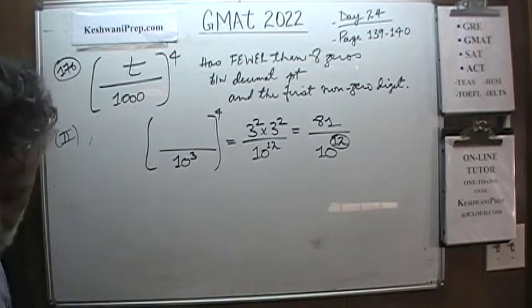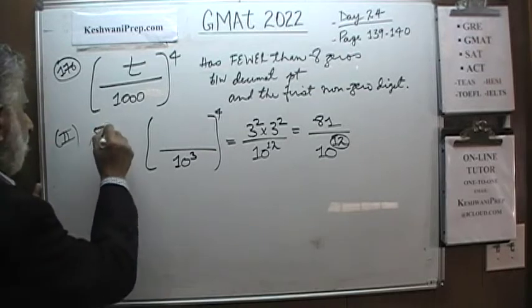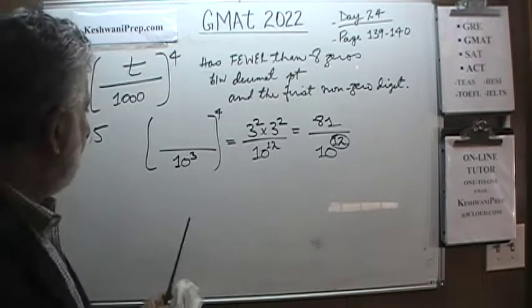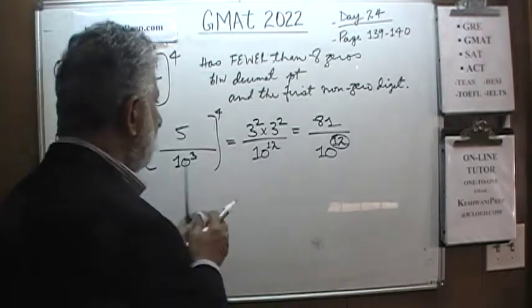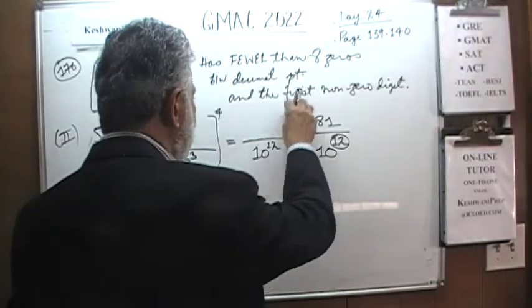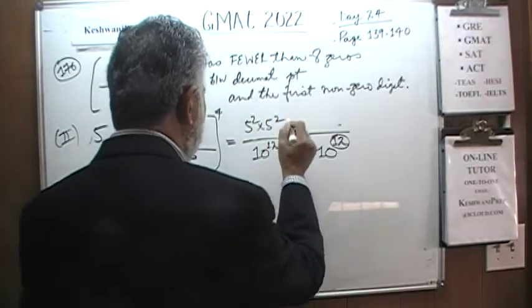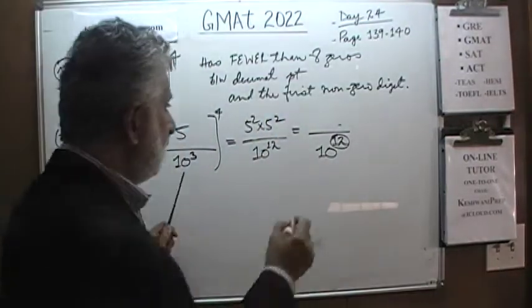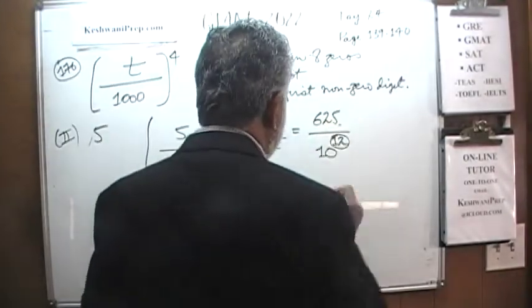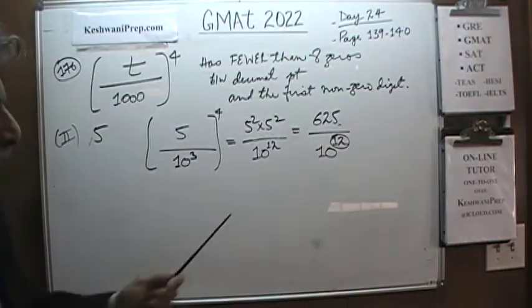Can it be 5? Well, if it were 5, we'll end up here with 5 raised to 4, which is the same as 5 squared times 5 squared. 5 squared times 5 squared is just 25 times 25, which is 625. As you can clearly see, we're going to have the same problem.